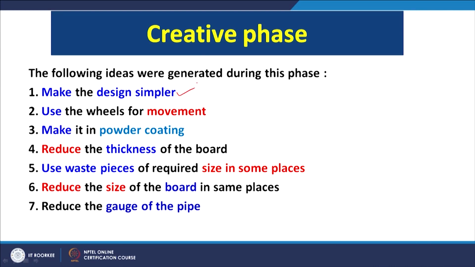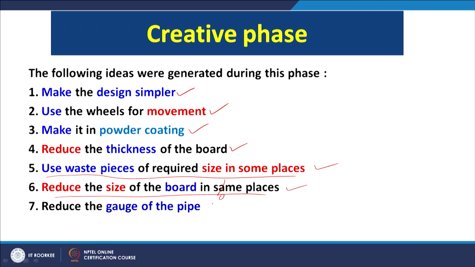So the following ideas were generated during the design phase. First, make the design simpler. That is very important. Use the wheels for movement, as I have already told. Make it powder coated, maybe to make it rust free or corrosion resistant. Reduce the thickness of the board, which may also add to making it lightweight. Use the waste pieces of required size in some places to focus on the cost component of our product. Reduce the size of the board in some places, as it is not the same everywhere.